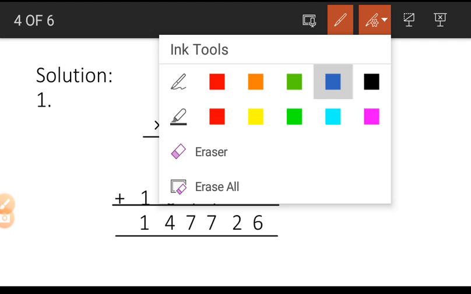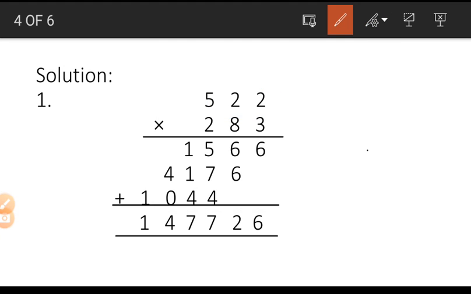Now let's begin. 3 times 2 is a 6. 3 times the second 2, another 6. 3 times 5 is a 15. Alright, so you get the first line by multiplying by 3.